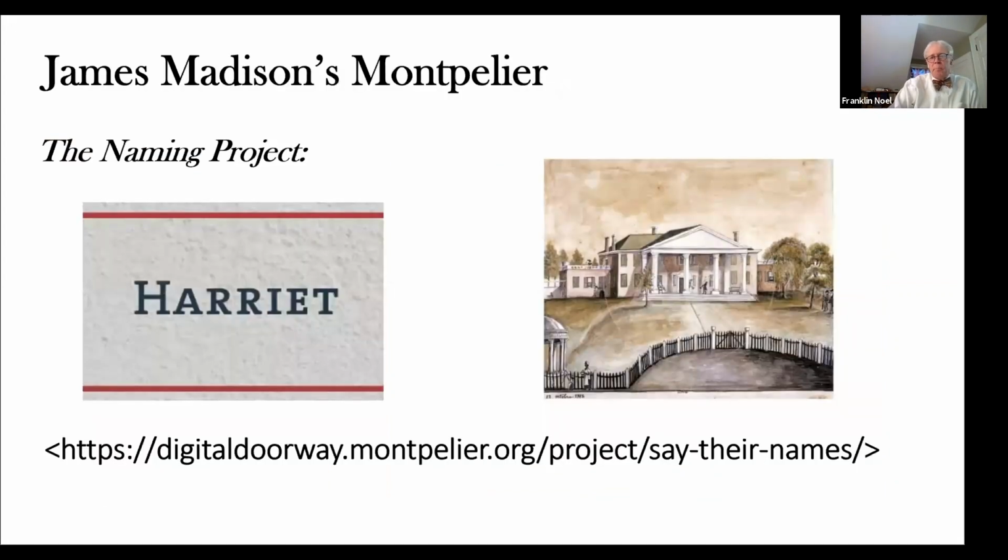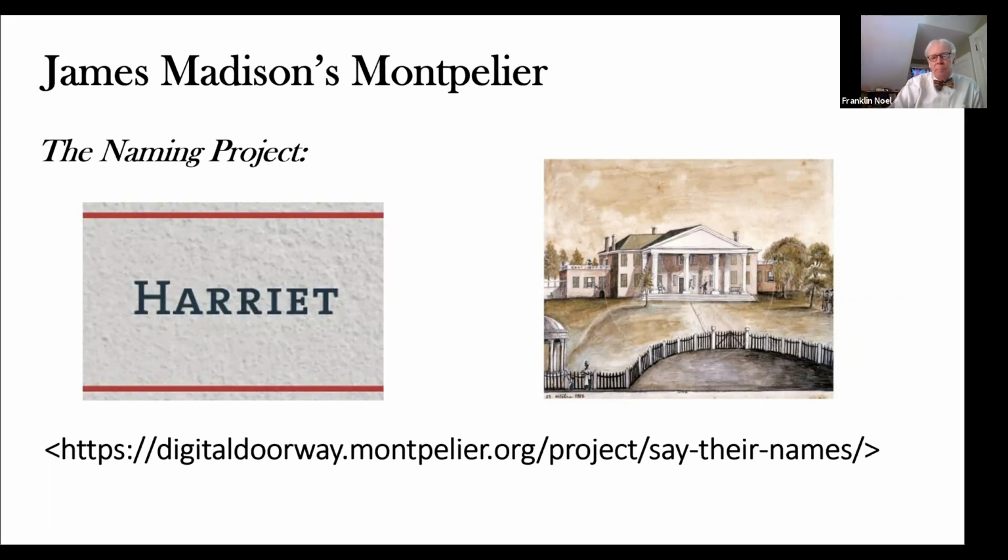Montpelier has embarked on a daunting undertaking it calls the Naming Project. Slavery was not just a political issue. It was also a moral issue and eventually became a legal issue. Most importantly, it was a personal issue. The Naming Project aims to comb through all the documentary evidence that mentions by name any of the enslaved people at Montpelier and to reconstruct what is known about the lives of each of them.